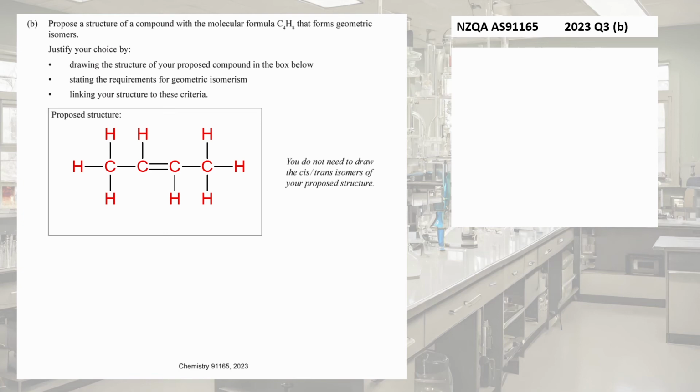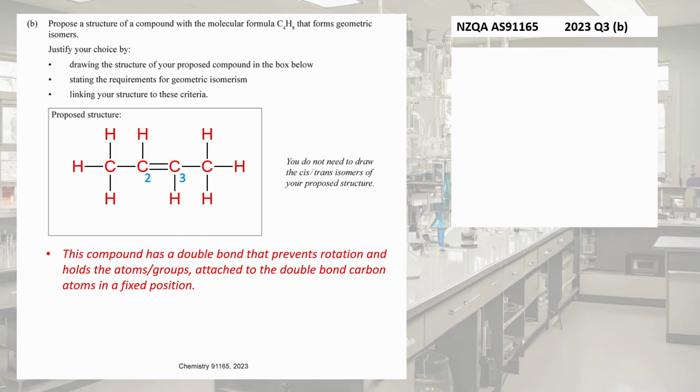It says here, you do not need to draw the cis or trans arrangement, but naturally when I draw them expanded, it's either going to be cis or trans, and you can see this is a trans here, but that's fine. So I've drawn that. Now I've got to restate the requirements of geometric isomerism. I've put 2 and 3 to help me tie my answer to the graphical representation. So this compound has a double bond, which prevents rotation and holds the atom groups of the double bond in a fixed position.